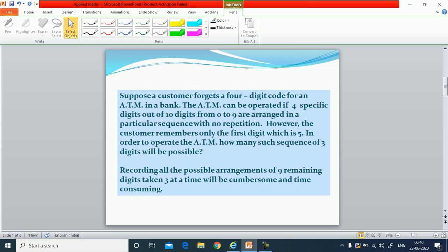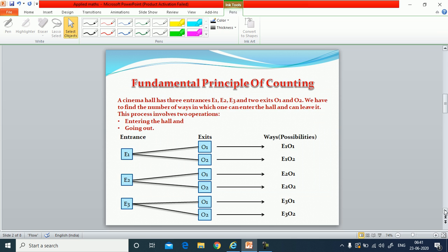Now the customer remembers only the first digit, which is 5. Rest of the 3 digits he is not aware of. Now what he should do? Shall he explore all the possible sequences of 3 digits which are possible? But that is going to be a time taking procedure that must be very cumbersome, and maybe he may skip some of the possible sequences. Let us explore, can there be an alternative method which can make our work easy?